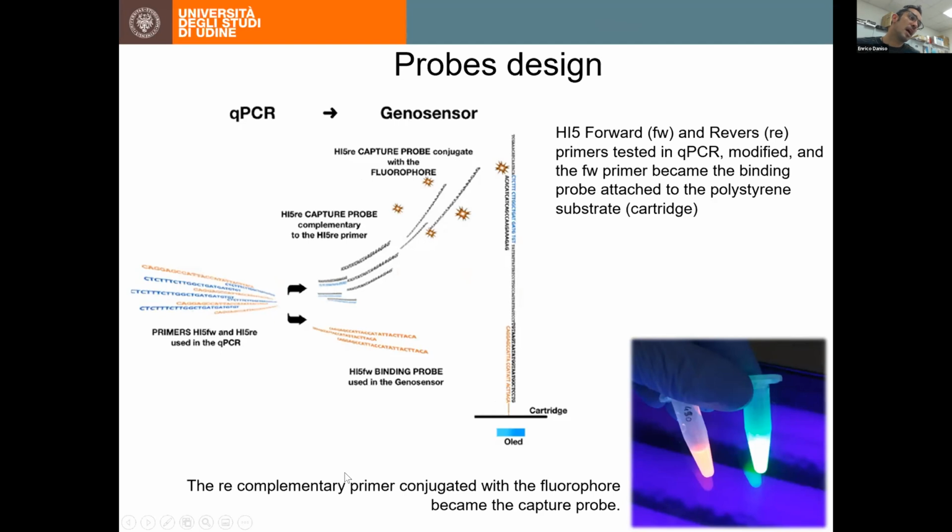We use one primer, the forward primer, and we attach this primer on the cartridge that is made of polyethylene. And we use the other primer, the reverse primer, as a capture probe. This primer is actually the complementary primer that we use during the PCR. We made some modification of the primer, and we conjugated it with a fluorophore. And in my investigation, I evaluated the different fluorophores to get a better signal.